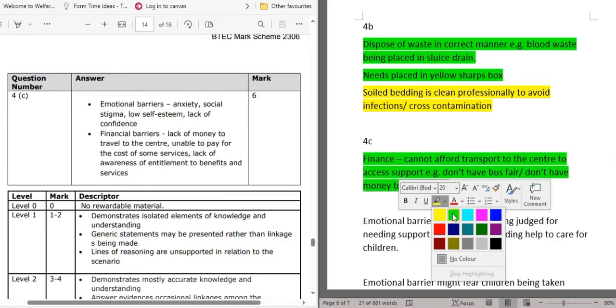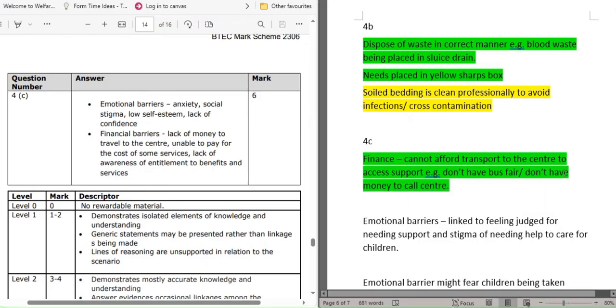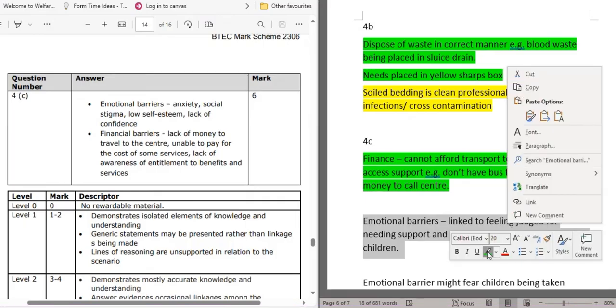But I would normally classify that as an awareness barrier, not being aware of what's available to them, rather than a financial one. But there is an overlap. Emotional barriers, I've gone with anxiety, social stigma, low self-esteem, lack of confidence. So I've gone down the feeling judged and the stigma. So that would be absolutely fine.